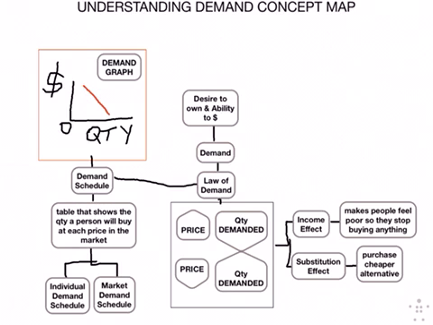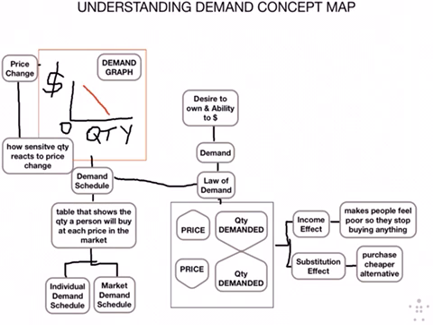In order to get a visual representation of the information in a demand schedule, economists will often create a demand graph. This graph will show how quantity demanded will change when price changes, and everything else stays constant. We measure how sensitive quantity reacts to price change with a formula known as elasticity of demand.